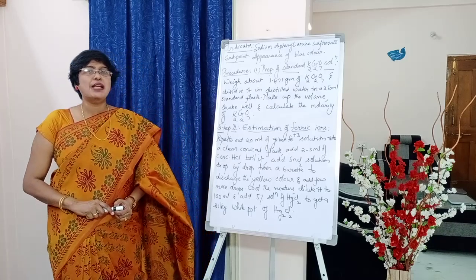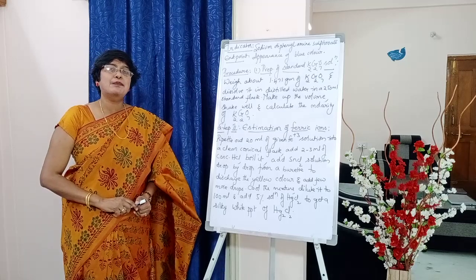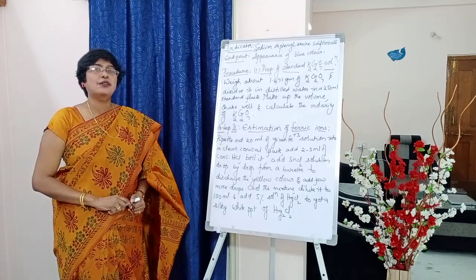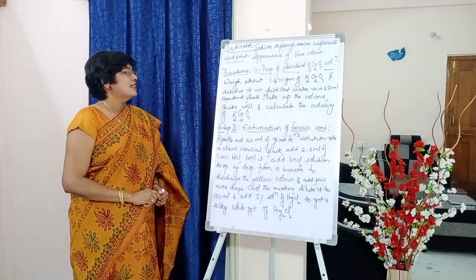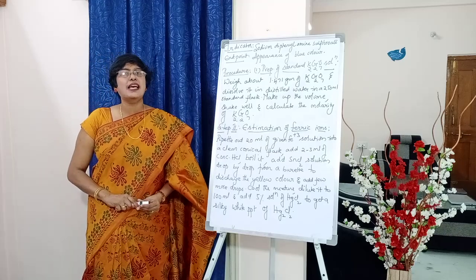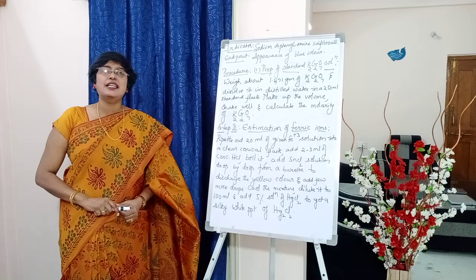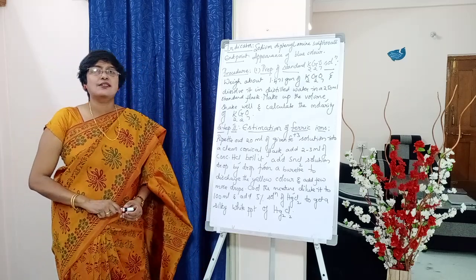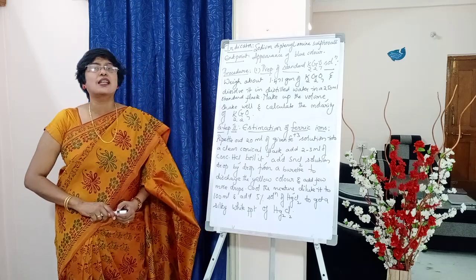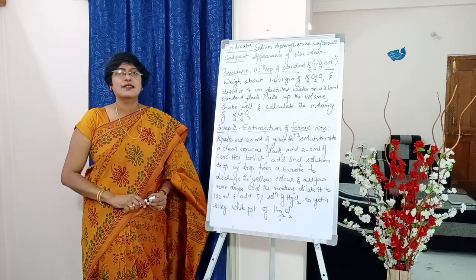In a 250 ml standard flask. Full stop. Make up the volume to the mark. Comma. Shake well and calculate the molarity of K2Cr2O7. Okay, students, this is the first step.